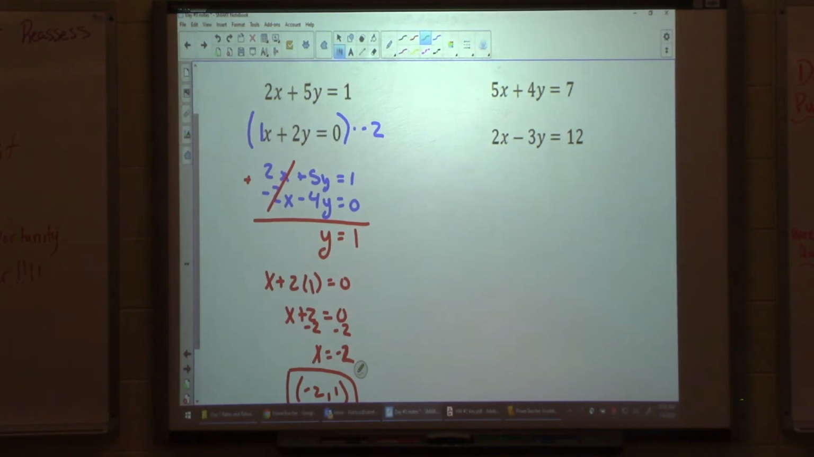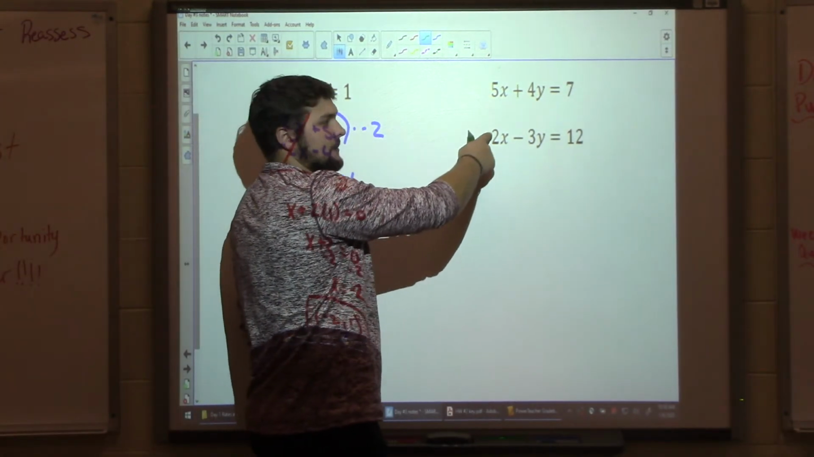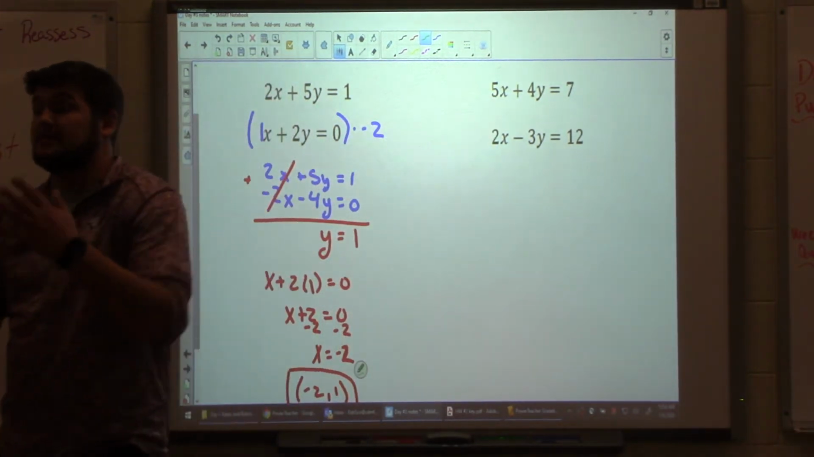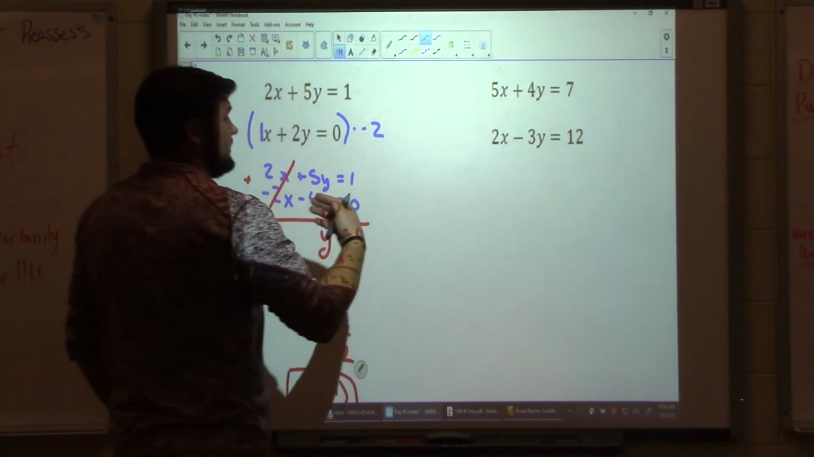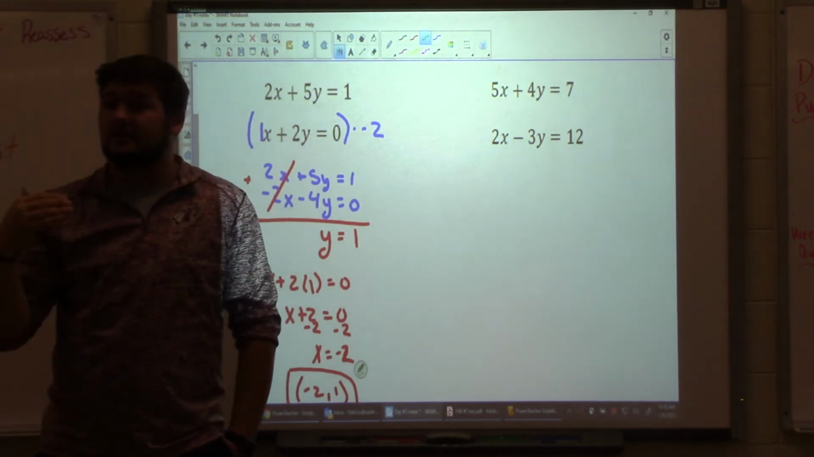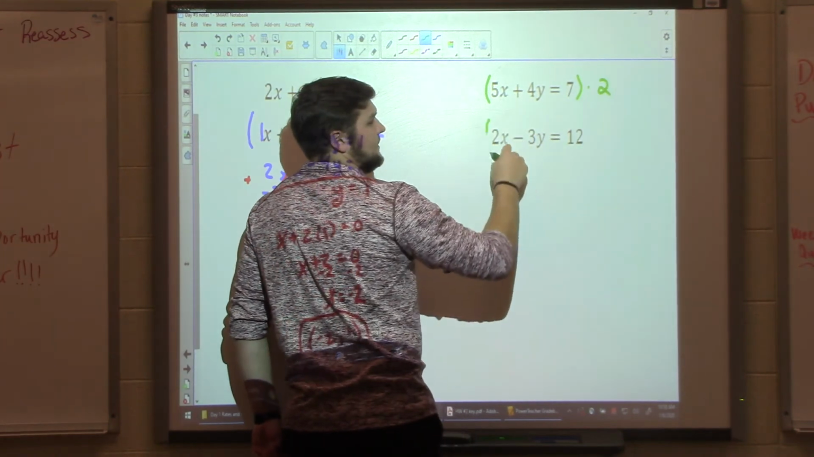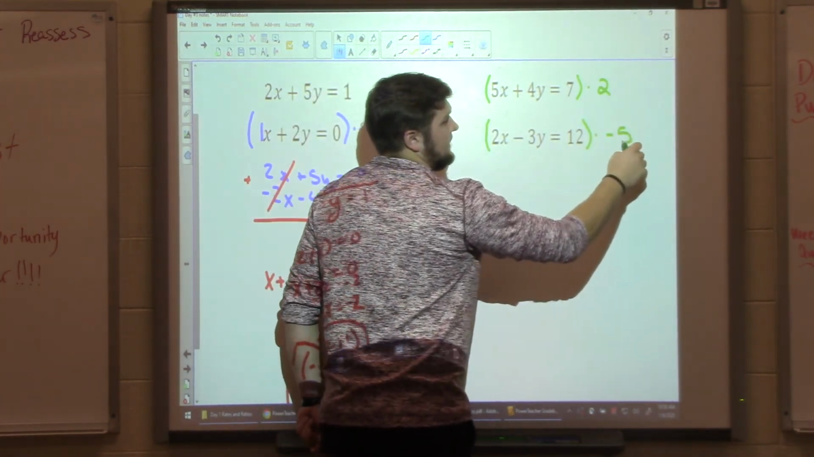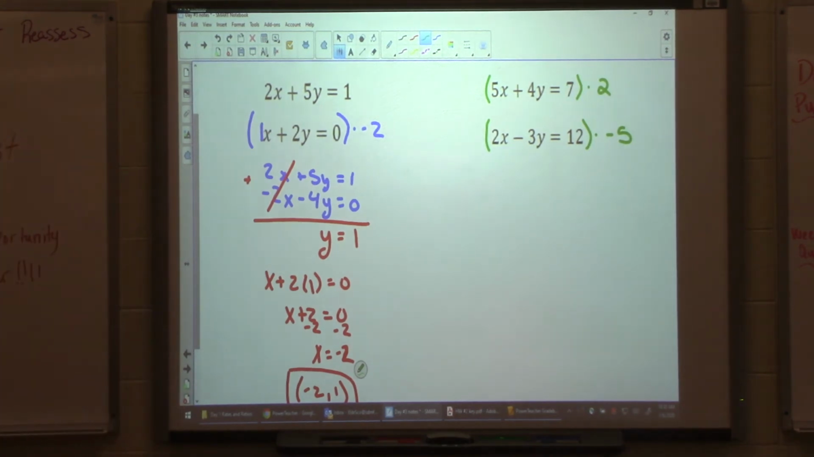So what's going to happen is I'm going to multiply not just one equation, but both equations by some numbers. It does not have to be the same number for both equations. You can use different numbers. So I'm going to notice, well, 5 and 2, they can both multiply to 10 and negative 10, right? So I'm going to multiply the top one by 2 to get to positive 10, and the bottom one by negative 5 to get to negative 10. Right? We're using whatever numbers we need to get to where we need to be.